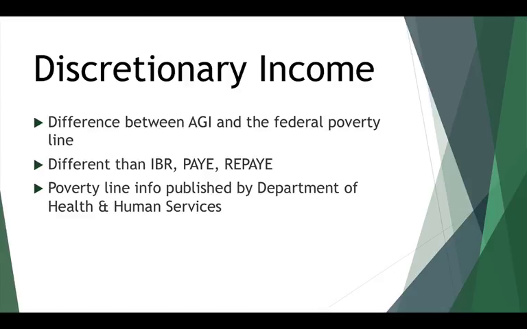Discretionary income under ICR is calculated as the difference between your adjusted gross income and the federal poverty line in your area. This is a little bit different calculation than under IBR or PAYE, which uses 150% of the federal poverty line. Income contingent repayment uses 100% of the poverty line in your area. The poverty line info is published by the Department of Health and Human Services and is revised every couple years. It depends on the number of people in your household and where you live.